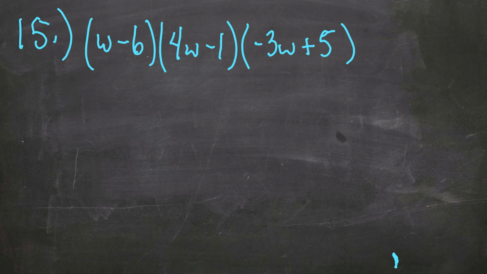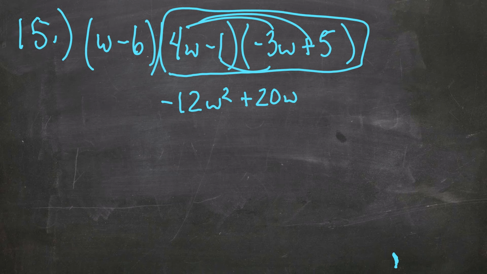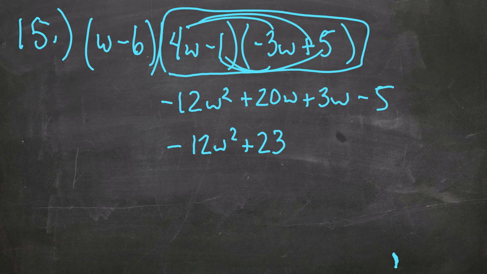Moving on to 15. Alright, 15, exactly just like the last three. Just start with the second two. 4w times minus 3 is minus 12w squared. 4w and then 5 is plus 20w. Minus 1 and minus 3, that's plus 3w. Minus 1 and 5, that's minus 5. Gives me my second and third parentheses turn into just minus 12w squared plus 23w minus 5.